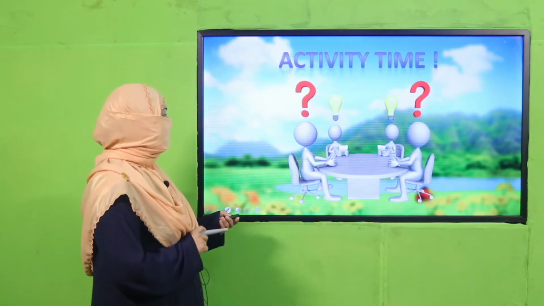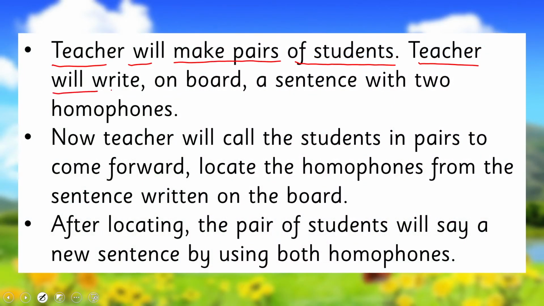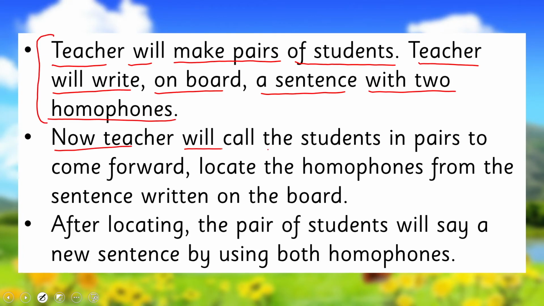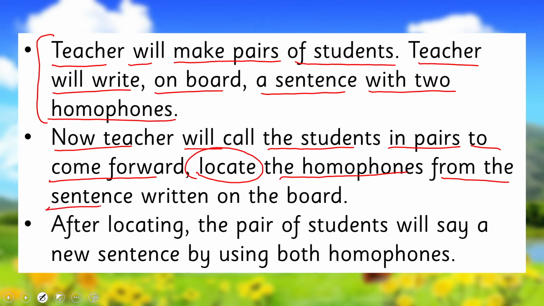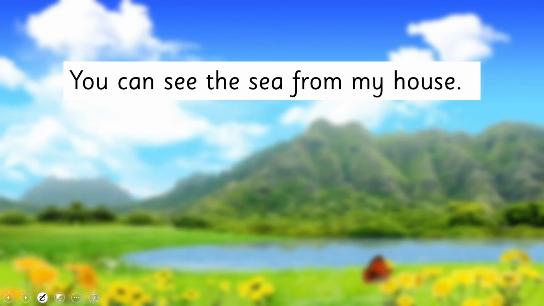Okay, so I'm going to check it through an activity. What you are going to do, teacher will make pairs of students and teacher will write on board a sentence with two homophones. Now, teacher will call the students in pairs to come forward. First, they will locate the homophones from the sentence and after locating, the pair of students will say a new sentence by using these homophones. You got the idea? This is how you are going to do it.